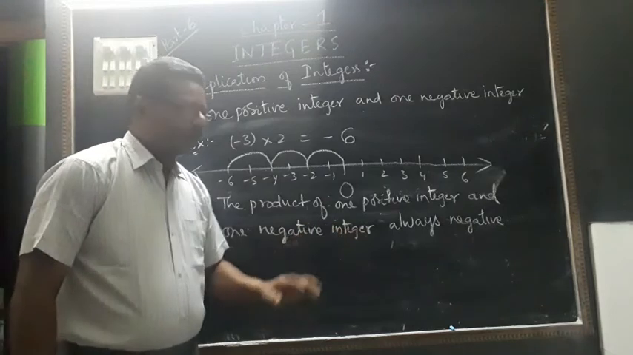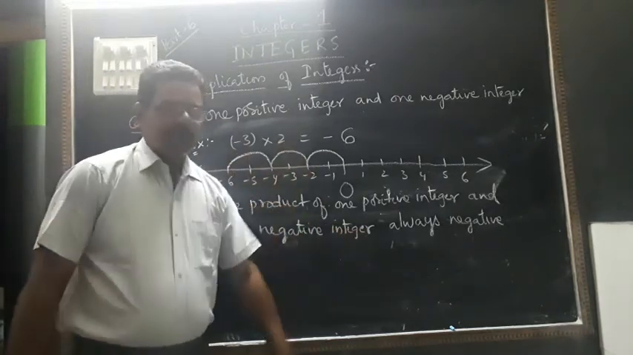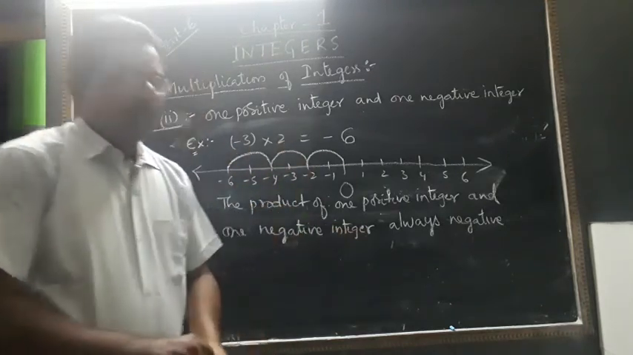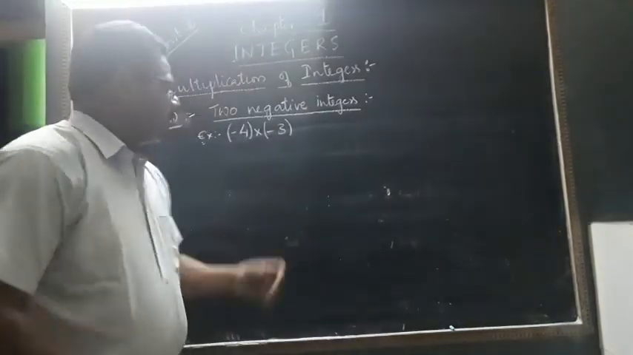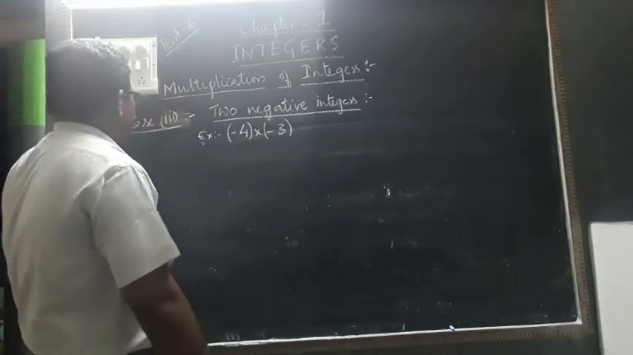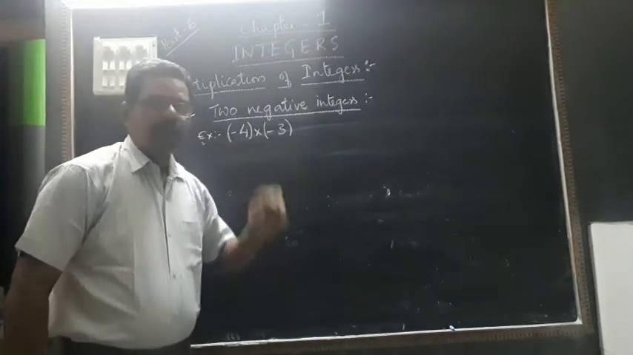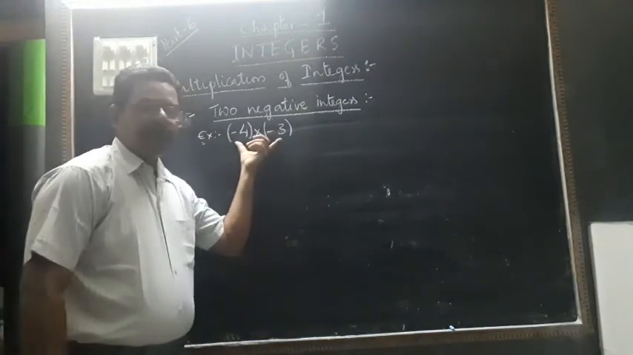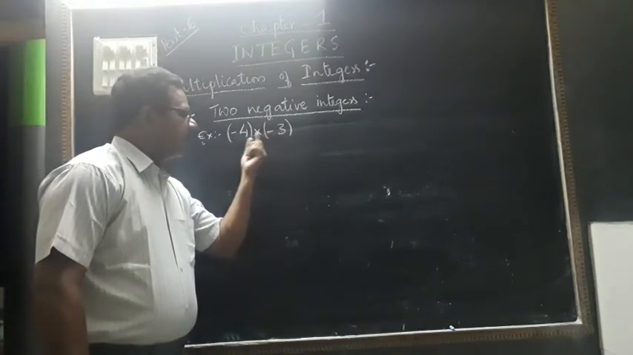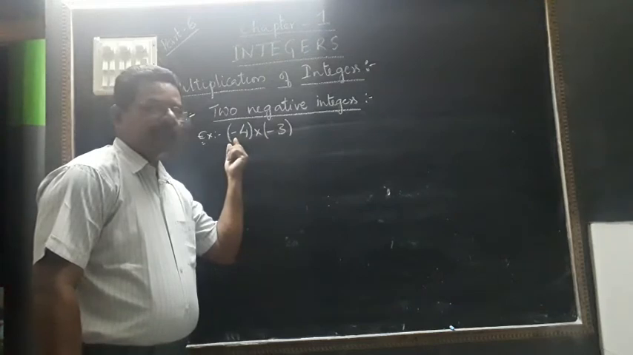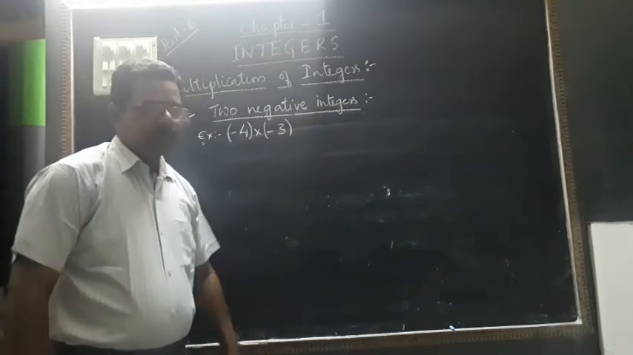Now I am going to take both negative integers. How will it happen? What will happen, we shall see. Okay. So here I have taken an example: minus 4 into minus 3. I want to multiply these two. We don't know what will happen if a negative integer is multiplied with a negative integer. That only we have to find out, two negative integers.